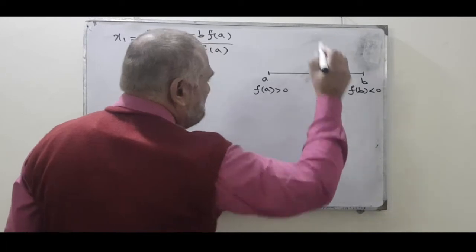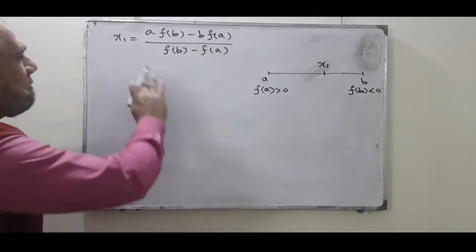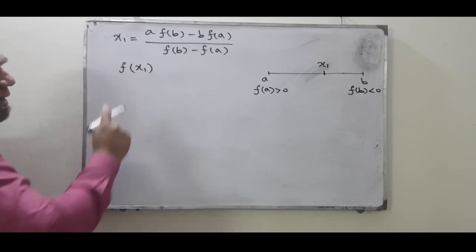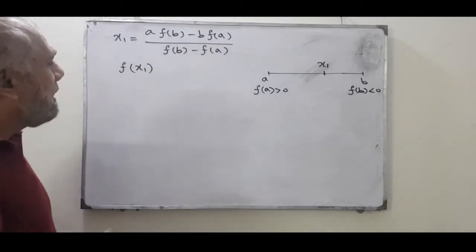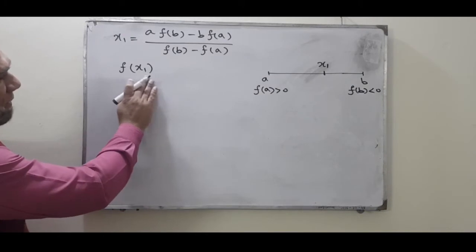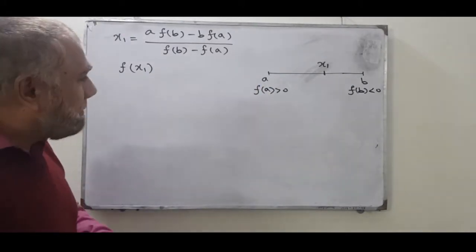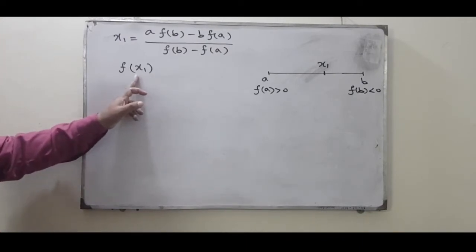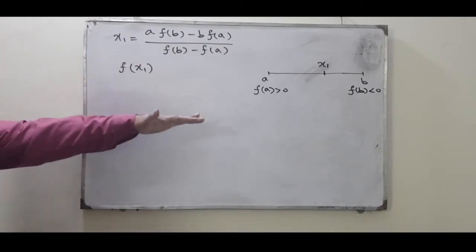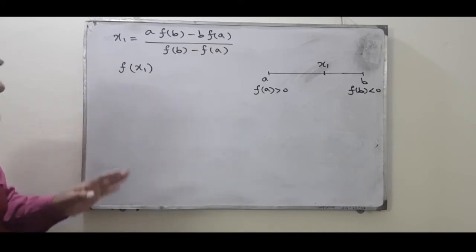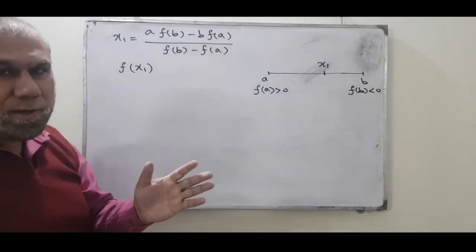This is x1. After finding x1, the next step is to calculate the function's value at x1. Whenever you find the function's value at x1, you will be using the function which is given to you in the beginning, putting this value of x into that function, and you can get the output. The output can have three possibilities.